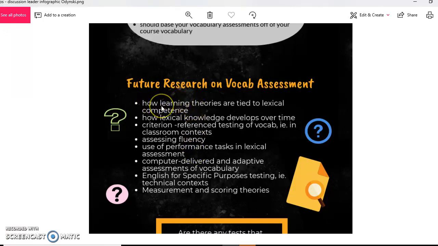So I gave some of these in my reading guide, but here are the rest of them. Basically talking about we need to know more about this, this, this, this, and this. And one that I thought was interesting was the computer delivered and adaptive assessments. In this day and age, you would have thought we've already had a lot of computer delivered and adaptive assessments, but apparently that needs to be researched more.